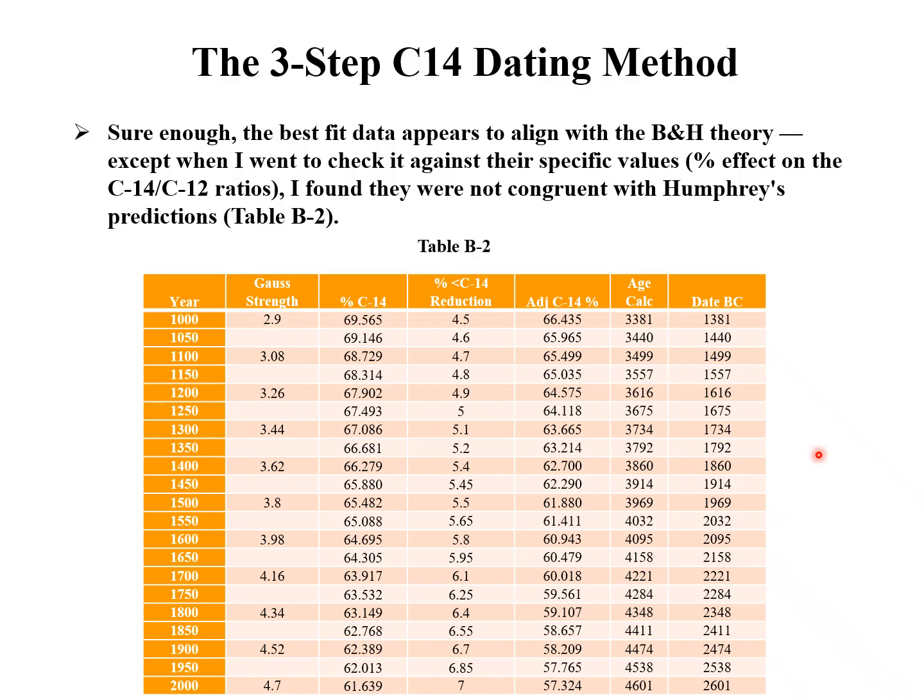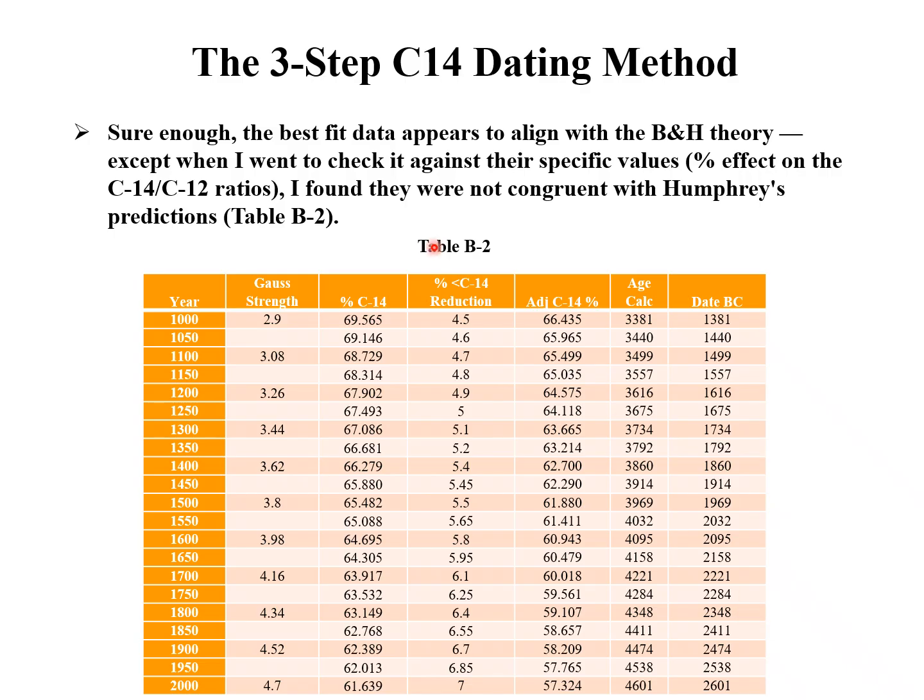Sure enough, the best fit data appears to align with the B&H theory, except when I went to check it against their specific values. Remember, he gave us specific values along that curve for how they would be affected. The percent effect on the carbon-14 to carbon-12 ratios, I found they were not congruent. The other three items were spot on, but the actual percentage he was off. We can look at that.